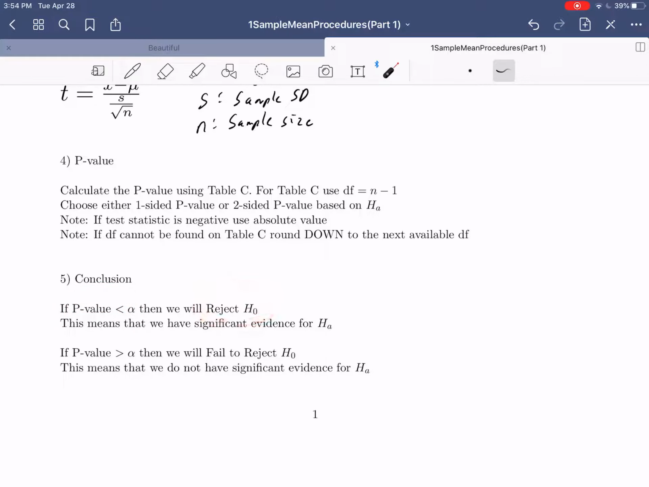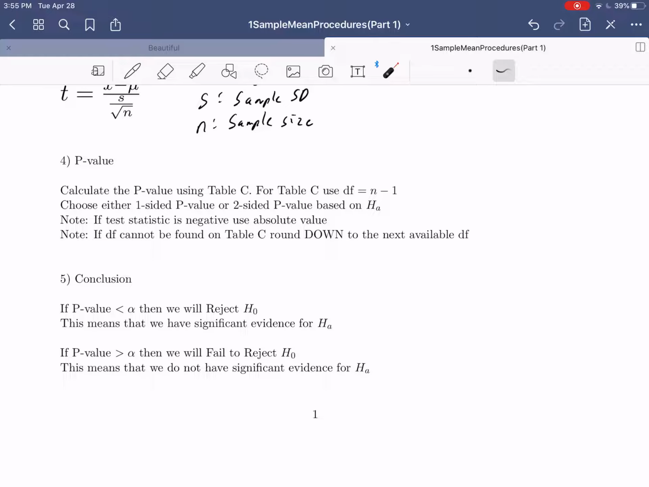Rejecting H0 is often called a statistical conclusion. We will say reject H0, and then we will write out that this means that we have significant evidence for our claim HA. If the p-value we calculate is greater than the level of significance, then we will fail to reject H0. This will mean that we do not have significant evidence for HA. So I just want to call your attention to this before we do our example.